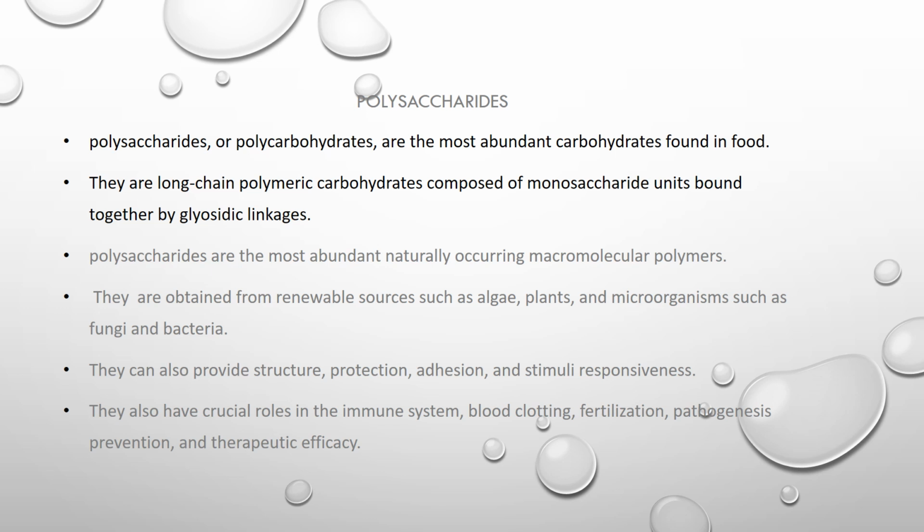Polysaccharides are the most abundant naturally occurring macromolecular polymers and they are obtained from renewable sources like algae and plants, and also from microorganisms such as fungi and bacteria. They give structure, protection, adhesion, and stimulate responsiveness. They play a crucial role in the immune system, blood clotting, fertilization, pathogenesis prevention, and therapeutic efficacy.